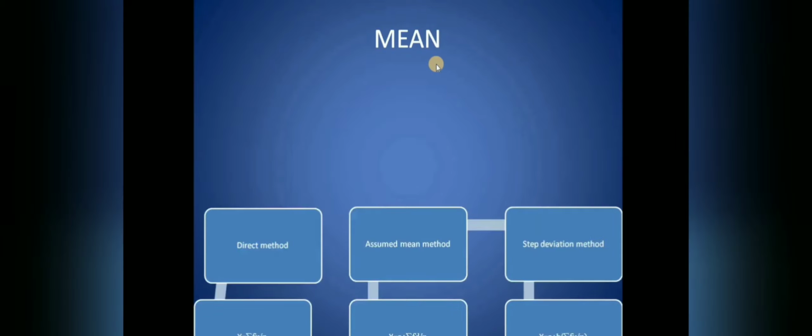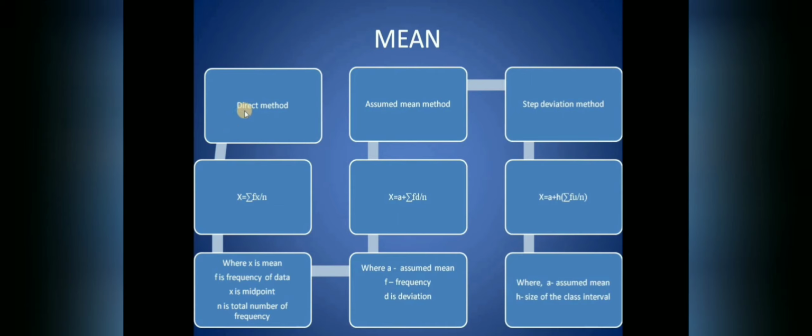See, for finding the mean, there are three methods in your syllabus. That is direct method, assumed mean method and step deviation method. Once again I am repeating here, for finding the mean there are three methods. First one is direct method, second one is assumed mean method, third one is step deviation method.